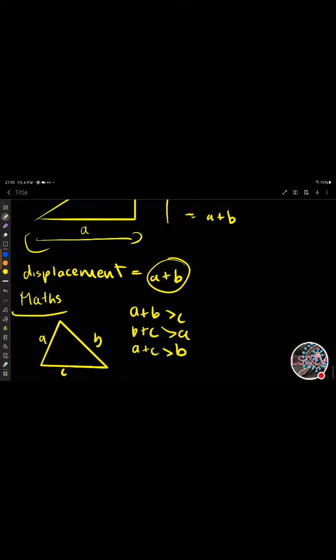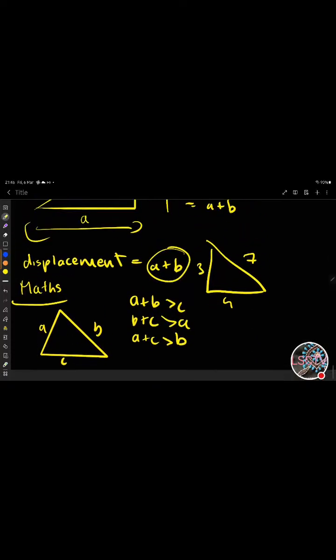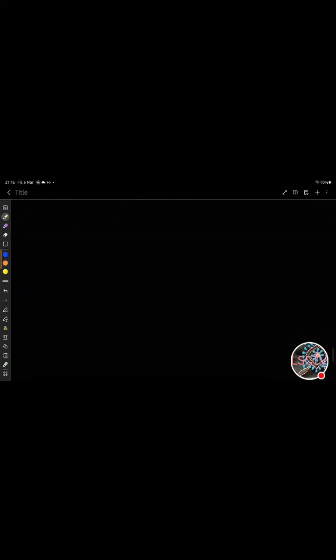Sometimes they will also try to trick you with 3, 4, 7. See, 4 plus 3 is 7, and 7 is equal to 7. This is wrong. You're not supposed to have anything equal to or even less than the third side. Okay? Got it? Good. Let's continue.